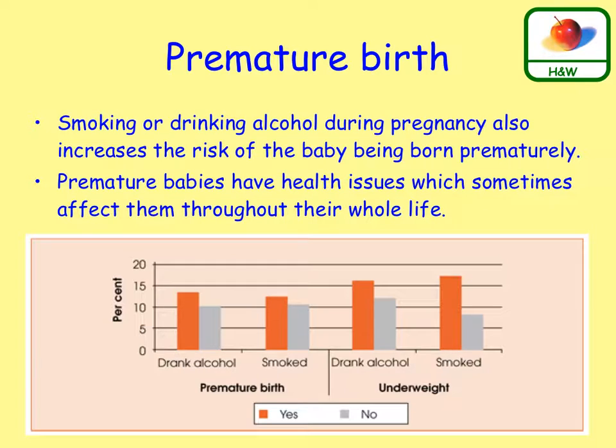Smoking or drinking alcohol during pregnancy also increases the risk of a baby being born prematurely, that is, being early. And premature babies can have health issues which sometimes can affect them through their whole life. And you'll see some of the figures here in this graph, looking at the percentage of women that drank alcohol and the percentage that didn't. And you'll see that more of the women that drank alcohol had premature births as opposed to those that didn't. More of the babies were born underweight.